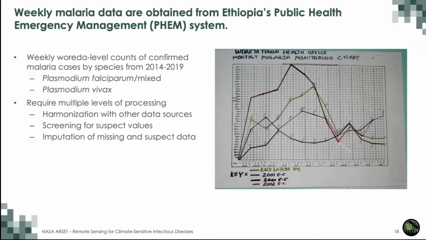These actually include 2 different types of malaria caused by 2 different parasite species, falciparum and vivax. And working with these data required multiple levels of processing. So we have to harmonize them with other data sources, particularly the remote sensing data. There is a challenge with screening for suspect values and then imputation of missing and suspect data.